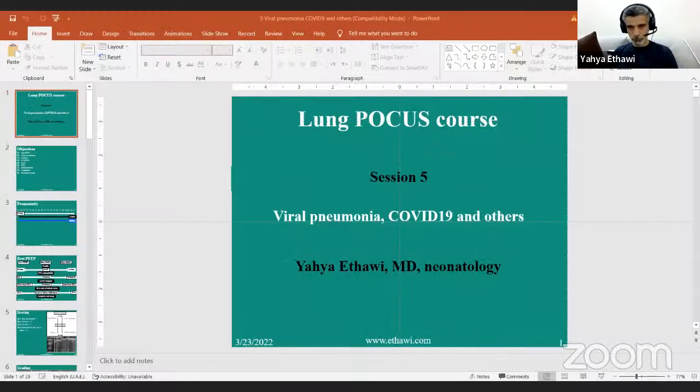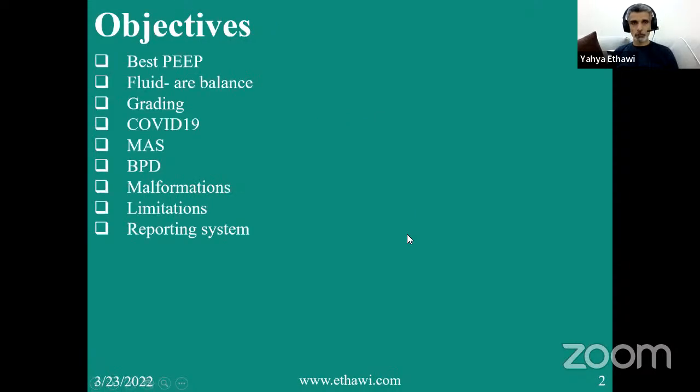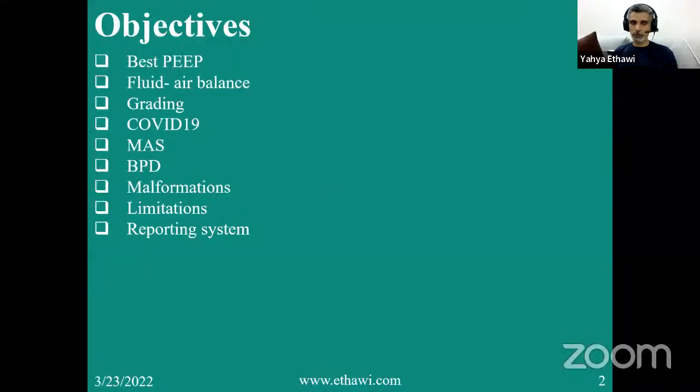So welcome to the fifth session of the lung point of care ultrasound course. Today we'll be talking about viral pneumonia, COVID-19, and other issues that affect the way we do the ultrasound. We'll talk about best PEEP. We'll talk about fluid air balance, grading, COVID-19, meconium aspiration, PDA, malformation, limitation, and reporting system.